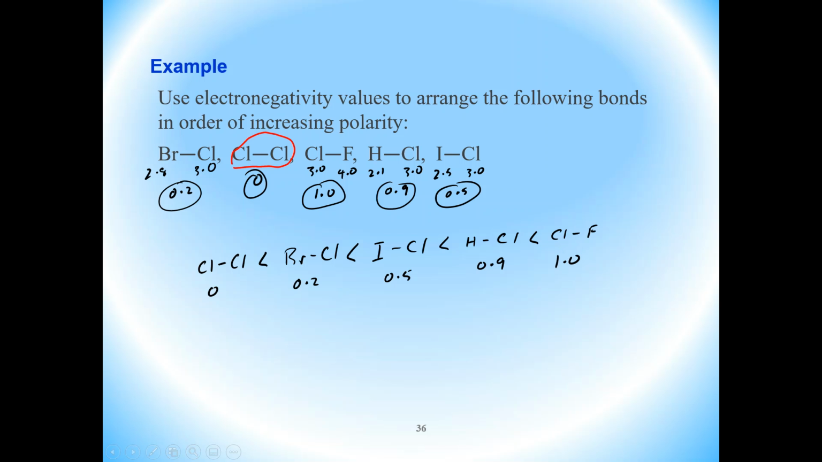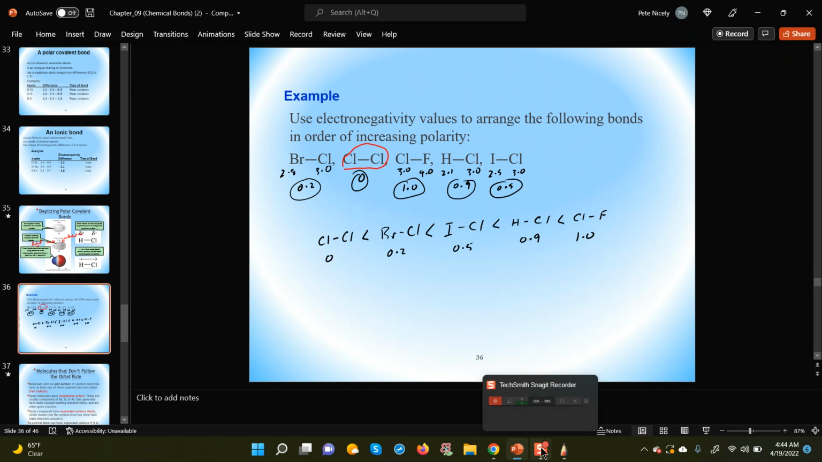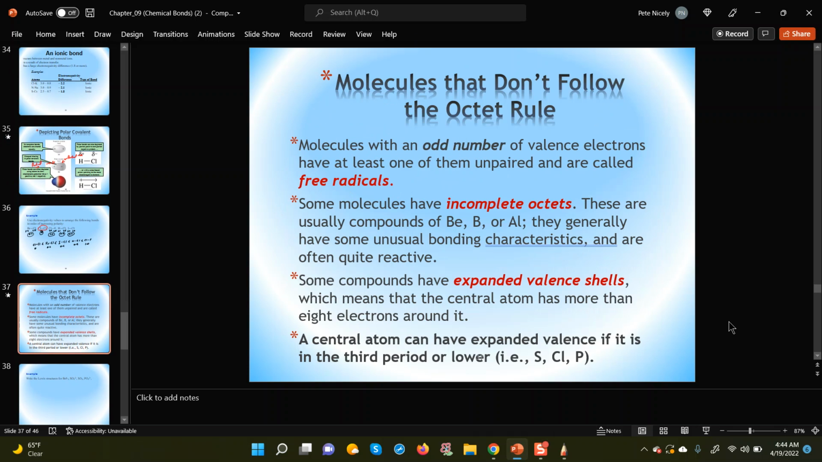All right. Okay. So we're going to stop here. And the next topic we're going to discuss are certain molecules that don't follow the octet rule. All right. Okay. Until next time.